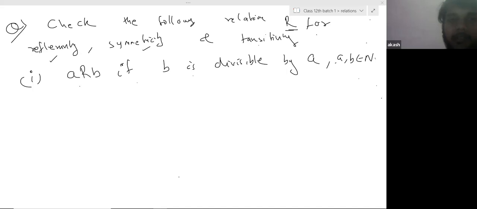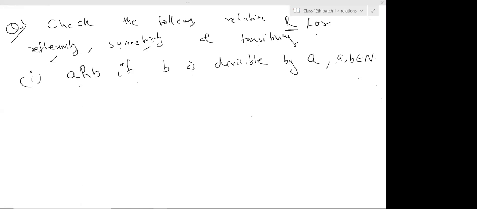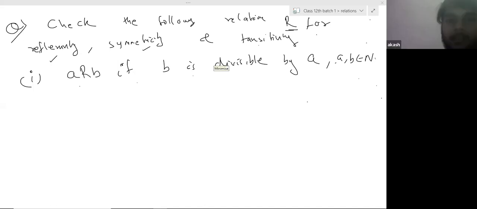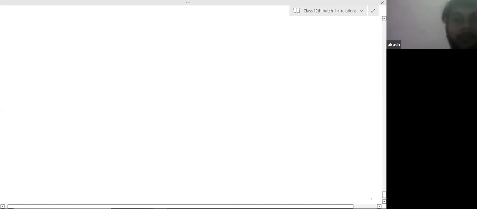All right, should I solve this, everyone, or do you want to try this first? Can you solve it? All right, see, in the examinations the writing also matters, right? So you have to write it very carefully also. Let's start with the answer.